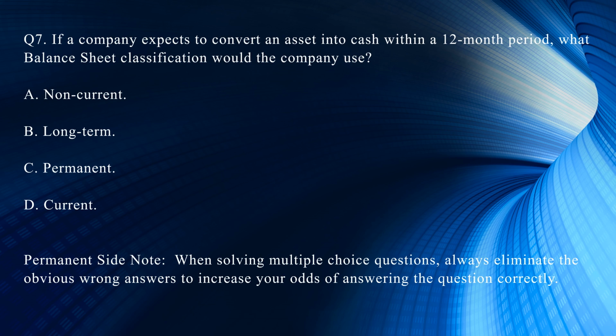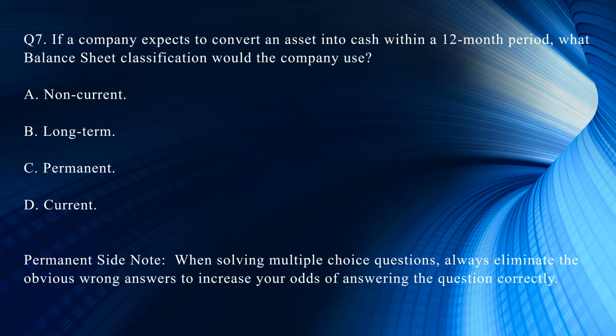Question number 7. If a company expects to convert an asset into cash within a 12-month period, what balance sheet classification would the company use? A, non-current. B, long-term. C, permanent. Or D, current.